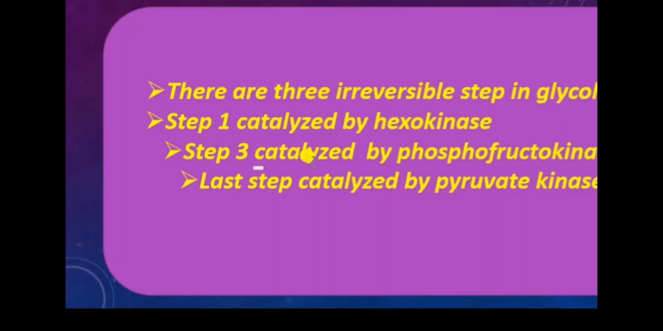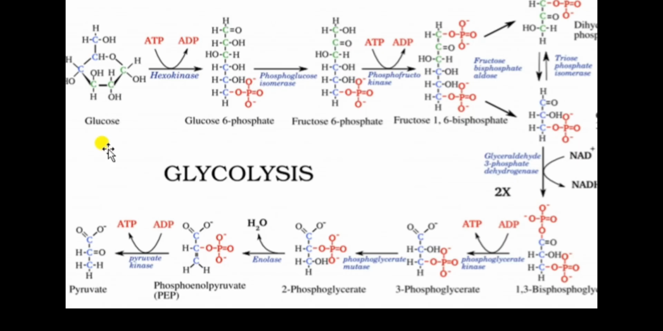Now we can say that glycolysis involves 3 irreversible steps. Which ones? The first step, in which glucose is converted into glucose 6-phosphate, catalyzed by hexokinase. This is an irreversible step of glycolysis. And the third step, in which fructose 6-phosphate is converted into fructose 1,6-bisphosphate, catalyzed by phosphofructokinase. This is also an irreversible step. And the last step, in which phosphoenol pyruvate is converted into pyruvate by pyruvate kinase. These, the first step, third step and last step, are considered the irreversible steps of glycolysis, which cannot be reversed.